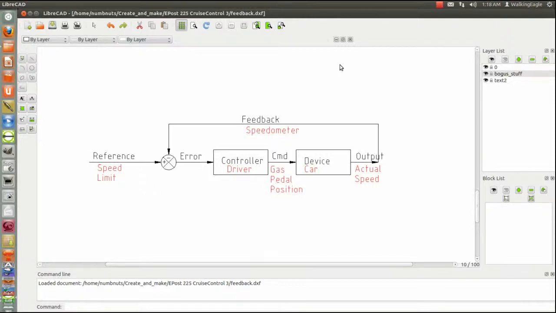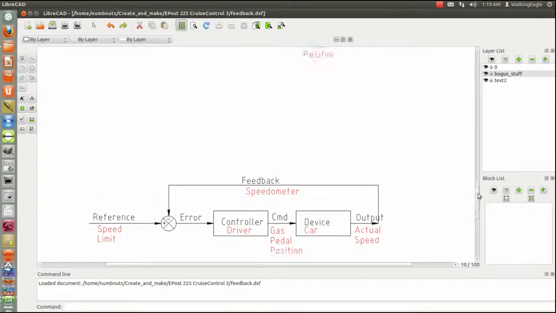PNID has to do with something else. Anyhow, we have modeled a car. We look at our feedback and our reference, which is the set point, which in this case is the speed limit. The feedback is the speedometer. It gives us an error, and then we're going to have a controller to replace the driver, which is our cruise control.